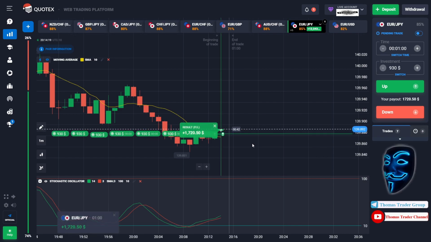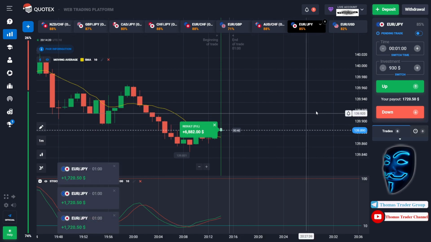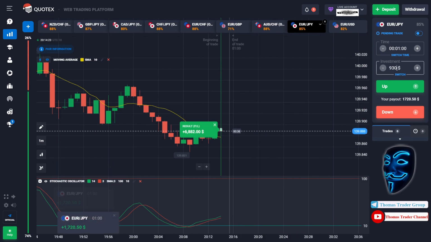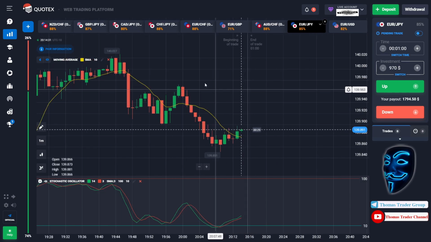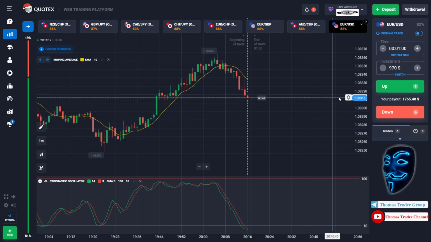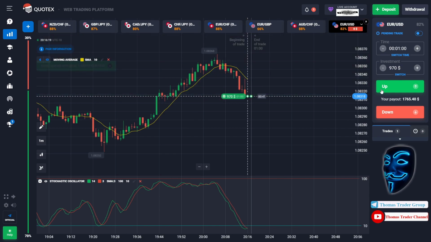We made a right prediction over here. We made a profit of $13,700. Let's divide it into 14 and we will open 14 positions of $970 on the next open position. And over here we can open buy for 1 minute.